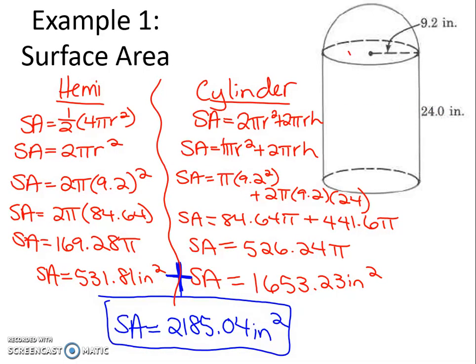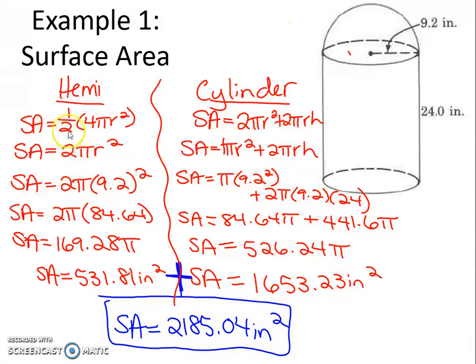So here we have a hemisphere. We're going to get the surface area of a sphere, which is 4 pi r squared. The radius is 9.2. But since we have half of it, we're going to just write half. So half times this, the area of a sphere, which is the top one. The composite part is the top and the bottom.